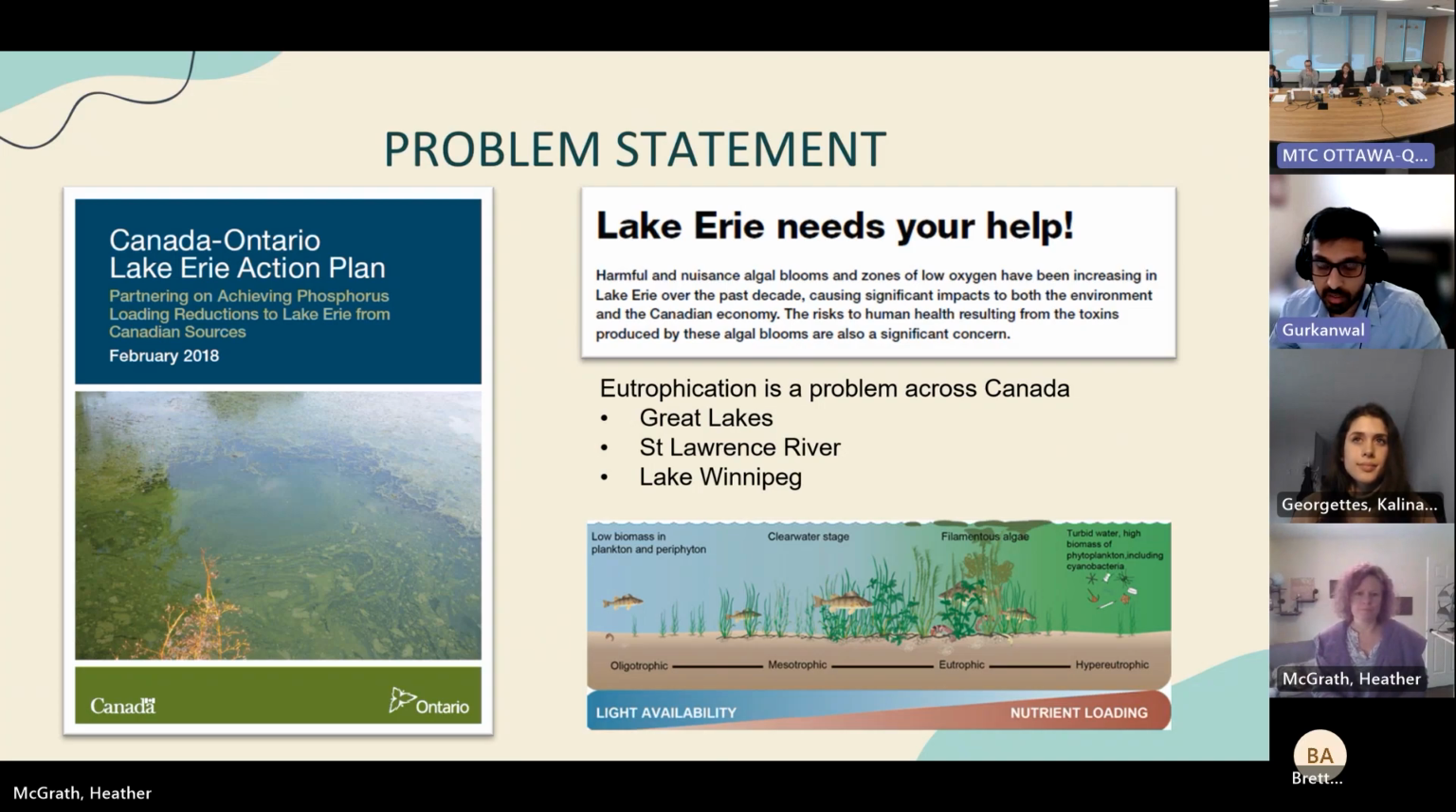So here we can see that Canada and Ontario have a Lake Erie action plan to reduce phosphorus in Lake Erie. This is a problem in the Great Lakes, in the St. Lawrence River, and Lake Winnipeg. So it's a problem all across Canada, and it's something that needs to be looked at.